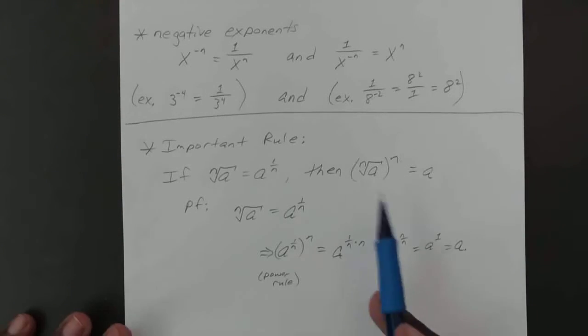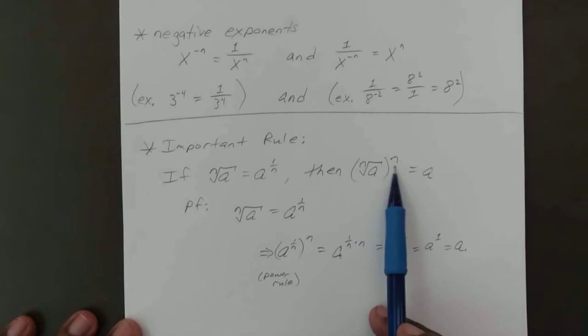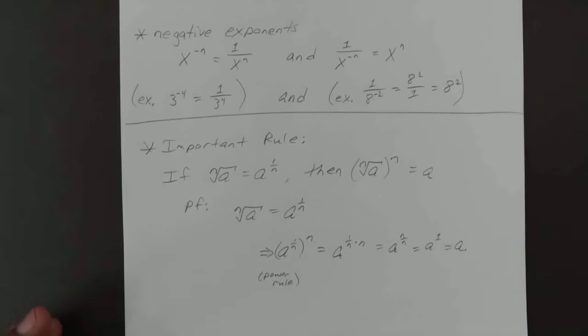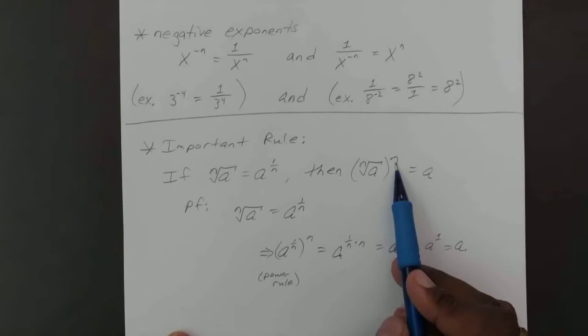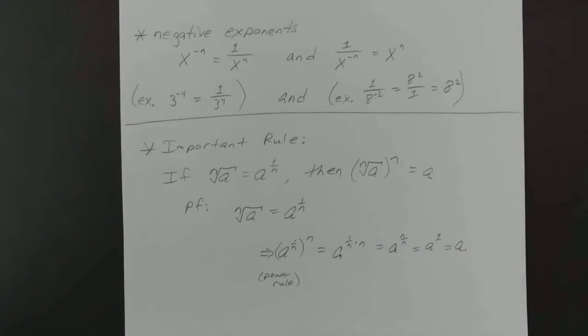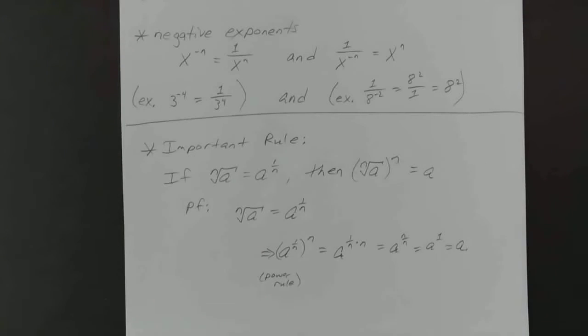Okay, so if you had the square root of a squared, the 2's would cancel out and that would just be a. If you had the cube root to the 3rd power, the 3's would cancel out and it would just be a. So as long as the index and the exponent match, they'll always cancel out. Okay, so we'll do a few examples of this.